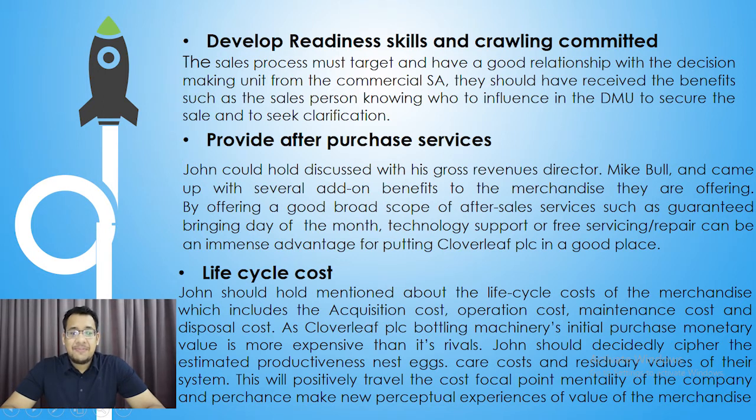And lastly is to explain to them the life cycle cost. So upon identifying that the economic criteria is the key criteria in the decision making process of commercial SA, John should mention the life cycle cost of the product. As Cloverleaf PLC bottling machinery initial purchase price is more expensive than its rivals, John should explain the estimated productivity of the machinery, the maintenance cost, as well as the residual value of the systems.